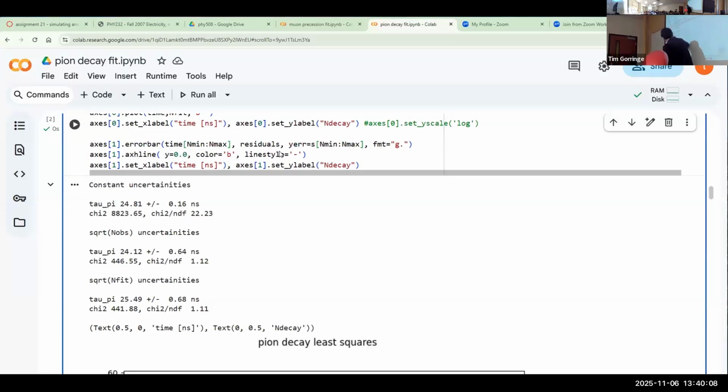Then we did the procedure of making better estimates: rather than using the data, use the fit function for the uncertainties. After doing that, we get an adequate chi-square, so this is a fit that is okay. The lifetime is now 25.5 nanoseconds plus or minus 0.7 nanoseconds. So this was within a standard deviation of the truth. It looks like it no longer has the bias that was present in the other two results.